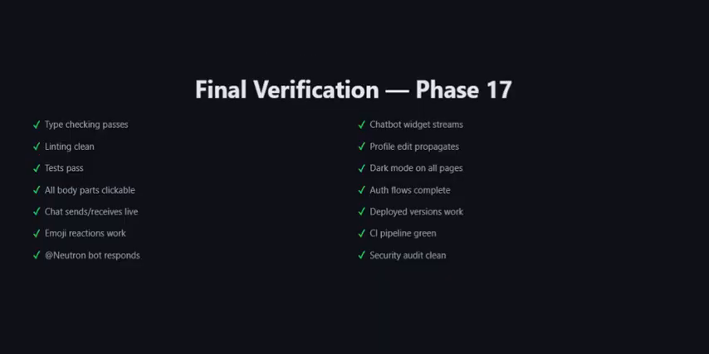Phase 17, Final Verification, the Production Readiness Checklist. This is a comprehensive, systematic review of the entire application, not a quick smoke test, a thorough walkthrough. You test every feature on both platforms. You test auth flows, sign up, sign in, sign out, token refresh. You test error scenarios. What happens when the network drops, when the backend is slow, when invalid data is submitted. You test the AI chatbot as both an authenticated user and a guest. You verify rate-limiting works. You check security headers. You review the CI pipeline.